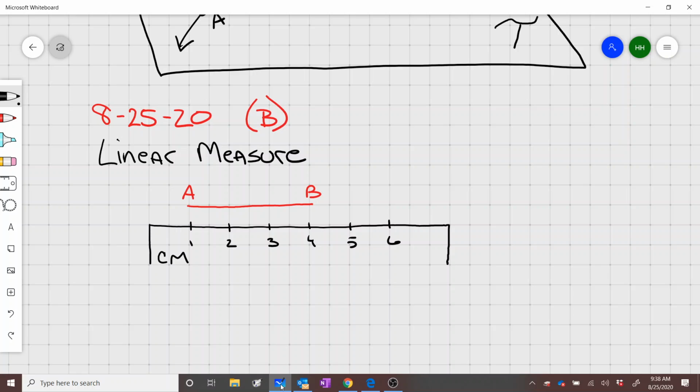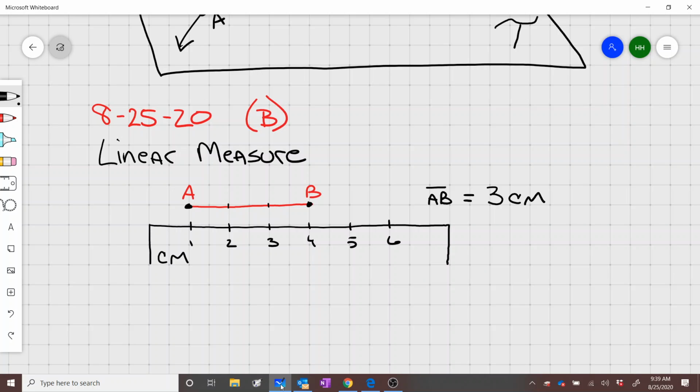Okay? And this ends exactly on 4, and it starts exactly on 1. So what is the length of segment AB? It is 1, 2, 3 centimeters long, isn't it? Everybody see that? Alright? That's the eyeball way to do it. You just count the numbers. You go, look, there's 1, there's 2, there's 3 centimeters long. That's how long it is.